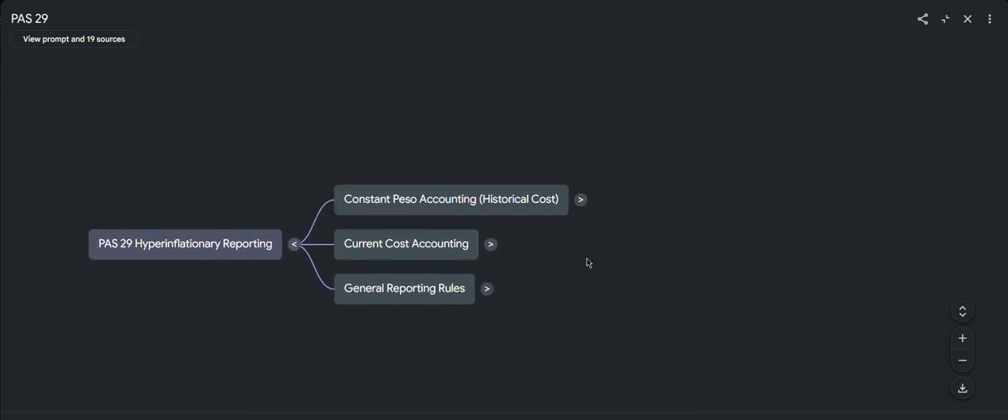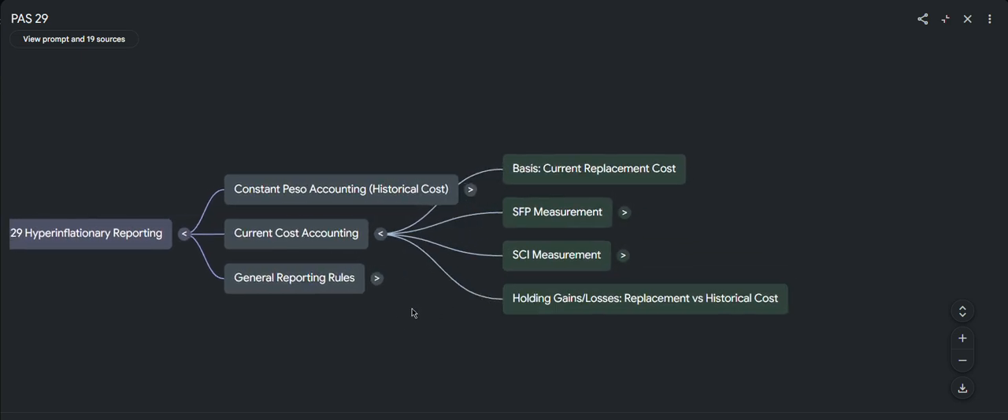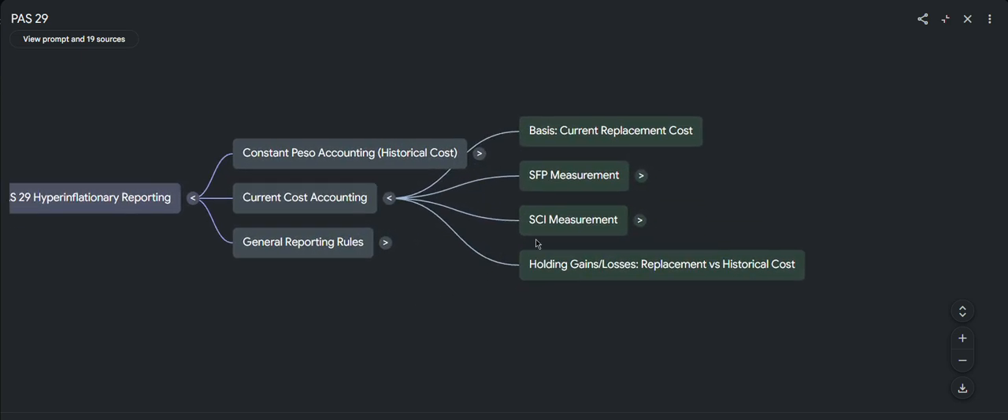Now let's proceed with current cost accounting. Current cost accounting basically deals with current replacement costs, or the cost to acquire a similar asset at current purchase price. The very essence of current cost accounting is the recognition of holding gain or holding loss.